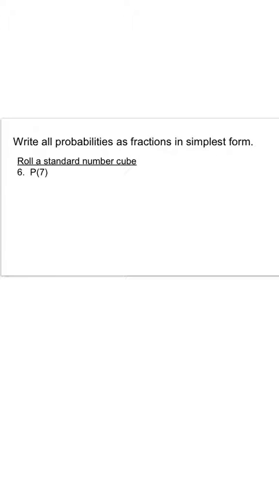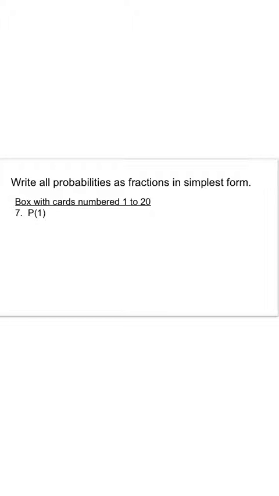Find the probability of rolling a 7. You have 6 possible sides on a cube. And if they are 1, 2, 3, 4, 5, and 6, there are no 7s, which means there's 0 chance of rolling a 7. Now in the next set, you have a box with cards numbered 1 to 20.